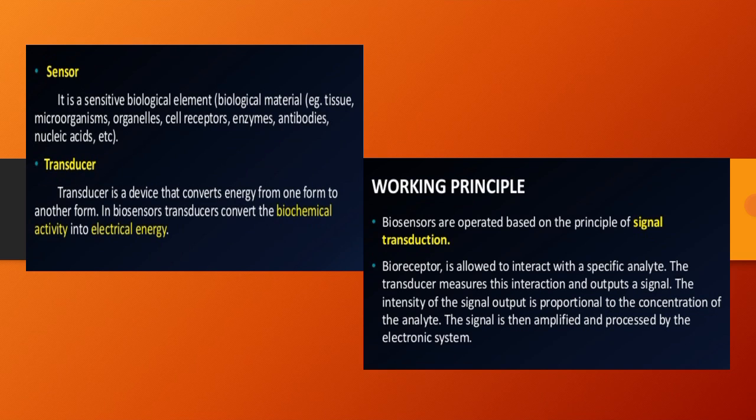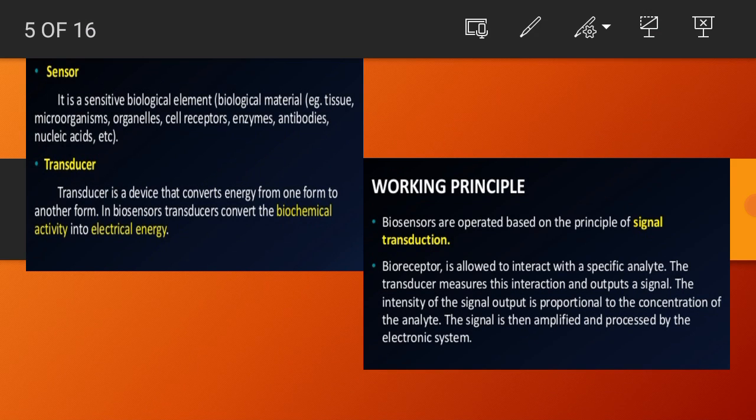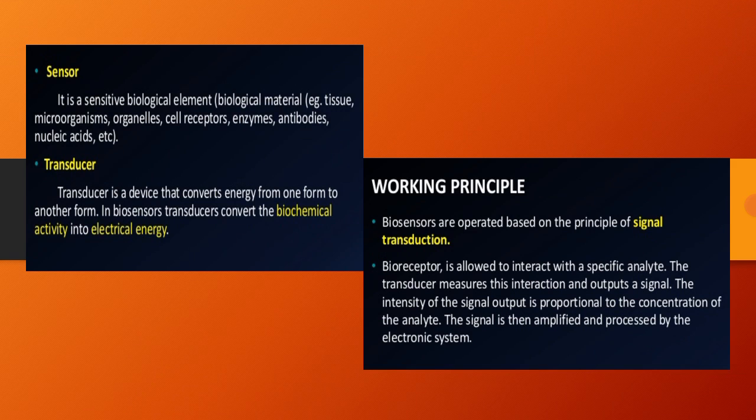The second is the transducer. What will the transducer do? It will transfer the signal. It is the device that will convert the energy from one form to another form. And that will transfer this converted energy to the detector. Therefore the detector can process that energy and show the results on the display unit. In a biosensor, the transducer converts the biochemical activities into electrical energy. This is the important point.